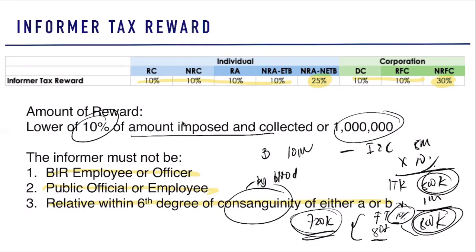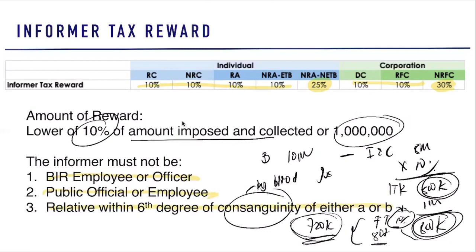Alam niyo yung jus sanguinis? Jus sanguinis, which is based on blood. Nationality by blood naman yung jus sanguinis. Pero pag consanguinity, came from the word sanguinis, which is blood. So if you are a relative within the 6th degree of consanguinity of either A or B, you cannot also. Why? Kasi baka sabit-sabihin lang din.